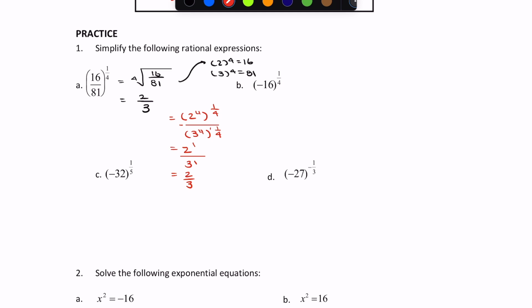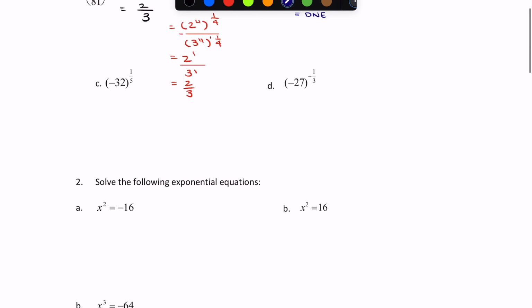Here we have negative 16 to the power of 1 over 4. We can rewrite it as the fourth root of negative 16. Here we see again that we cannot take an even root of a negative, so this does not exist.